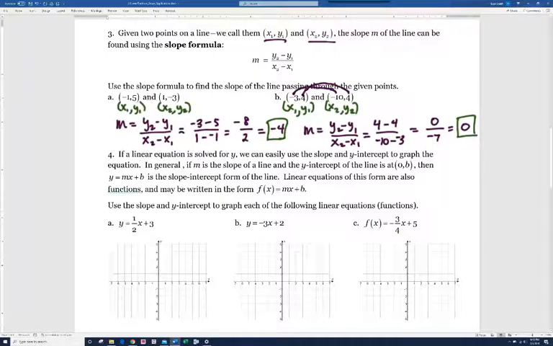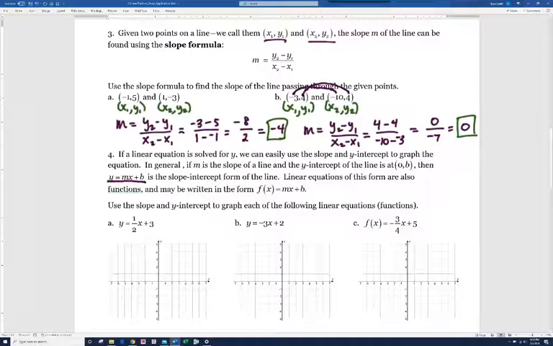All right, so here on number 4, it says, if a linear equation is solved for y, we can easily use the slope and y-intercept to graph the equation. In general, if m is the slope of a line and the y-intercept of the line is at (0, b), then y equals mx plus b is the slope-intercept form of the line. So this is our next equation that we've got to have memorized. It's called the slope-intercept form of a line.